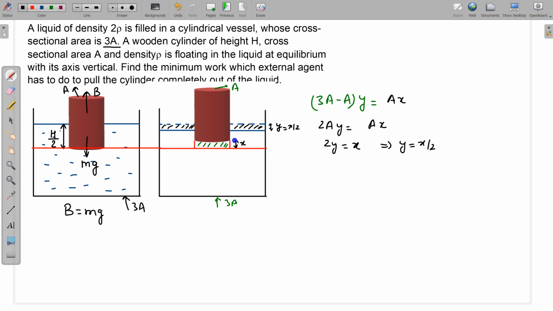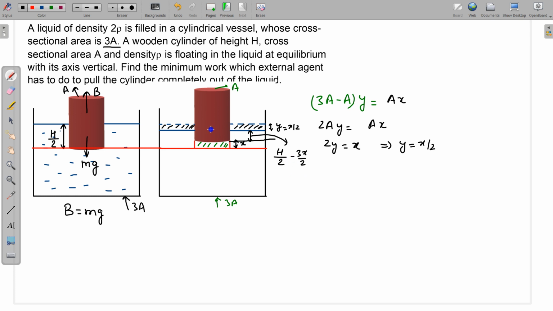So the length submerged for a general x will be, earlier initially it was h by 2. Now the length submerged, this length, we are concerned with this length to calculate the buoyancy force, because this length will give us the submerged volume. So this is now h by 2 minus 3x by 2. We can easily see this from the diagram.